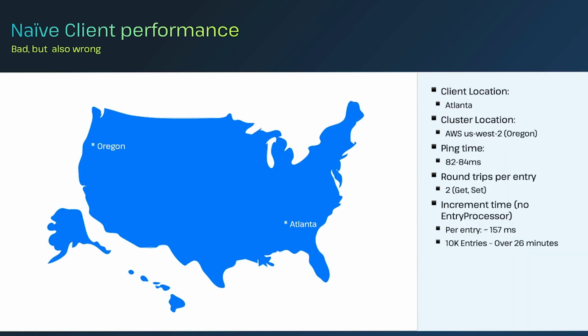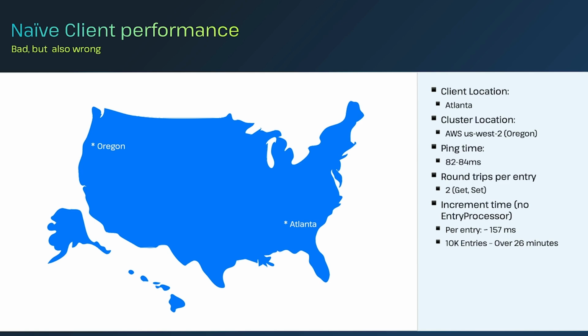But for a remote map, this is a terrible design. We're doing a round trip across the network for every get, and then another round trip across the network for every put. So I tested this naive client running from my laptop in Atlanta and connecting to a Hazelcast cluster deployed in the AWS US West 2 region, which is in Oregon. I ran the client 3 times, and on average, the elapsed time was over 26 minutes. That sounds horrible, and it is.